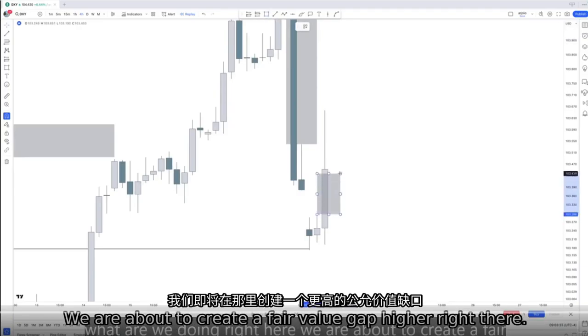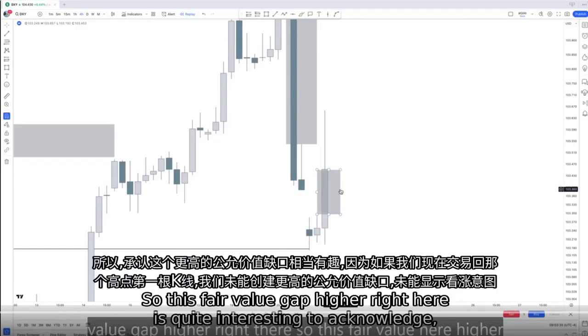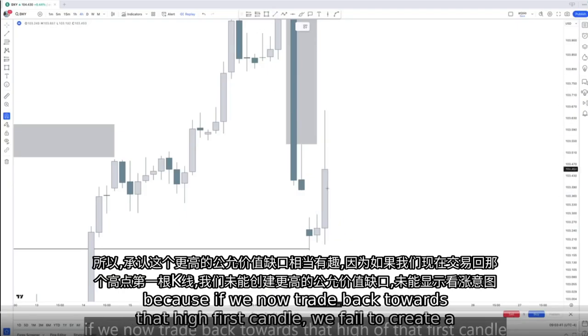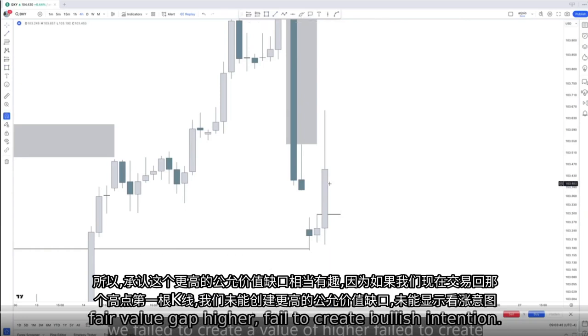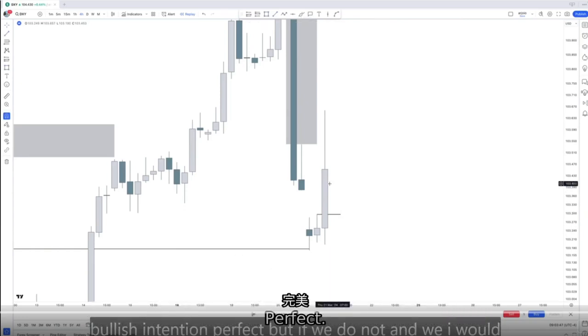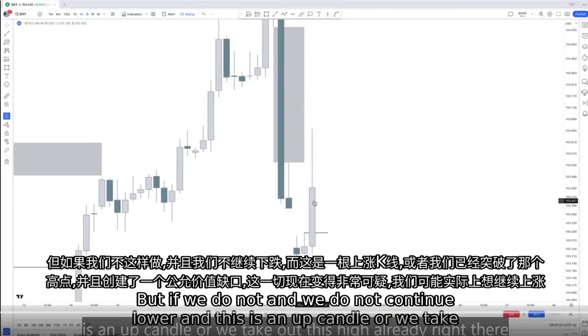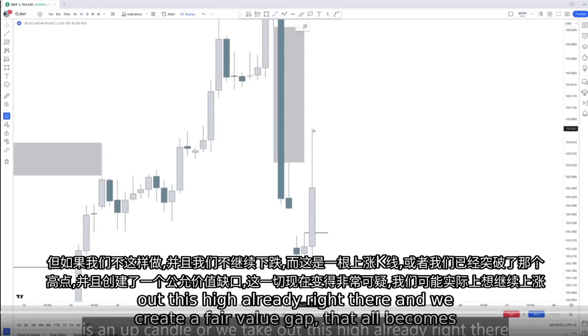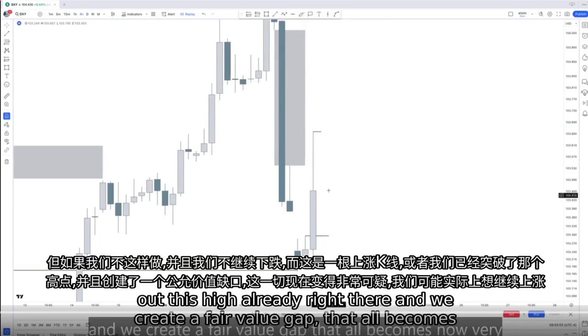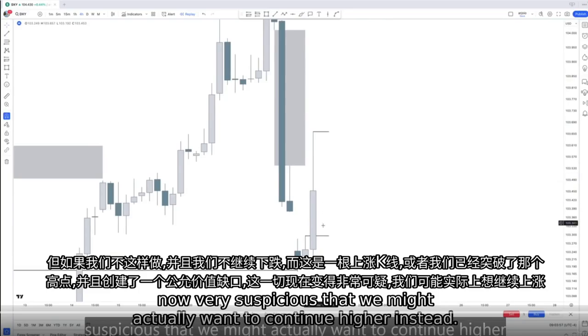We are about to create a fair value gap higher right there. So this fair value gap higher right here is quite interesting to acknowledge, because if we now trade back towards that high of that first candle, we fail to create a fair value gap higher, fail to create bullish intention. Perfect. But if we do not continue lower, and this is an up candle, or we take out this high already and we create a fair value gap, that all becomes very suspicious, that we might actually want to continue higher instead.